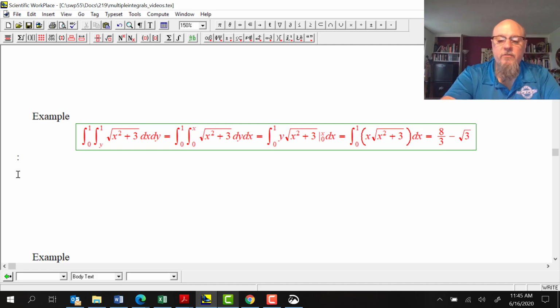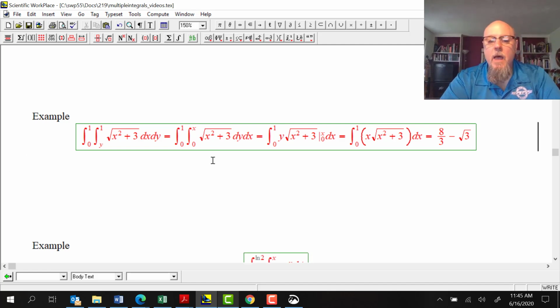So the point of this was why I might want to switch the order of integration. I might want to switch because the question is just to switch the order of integration. Or I might because it gives me an easier integration to do.